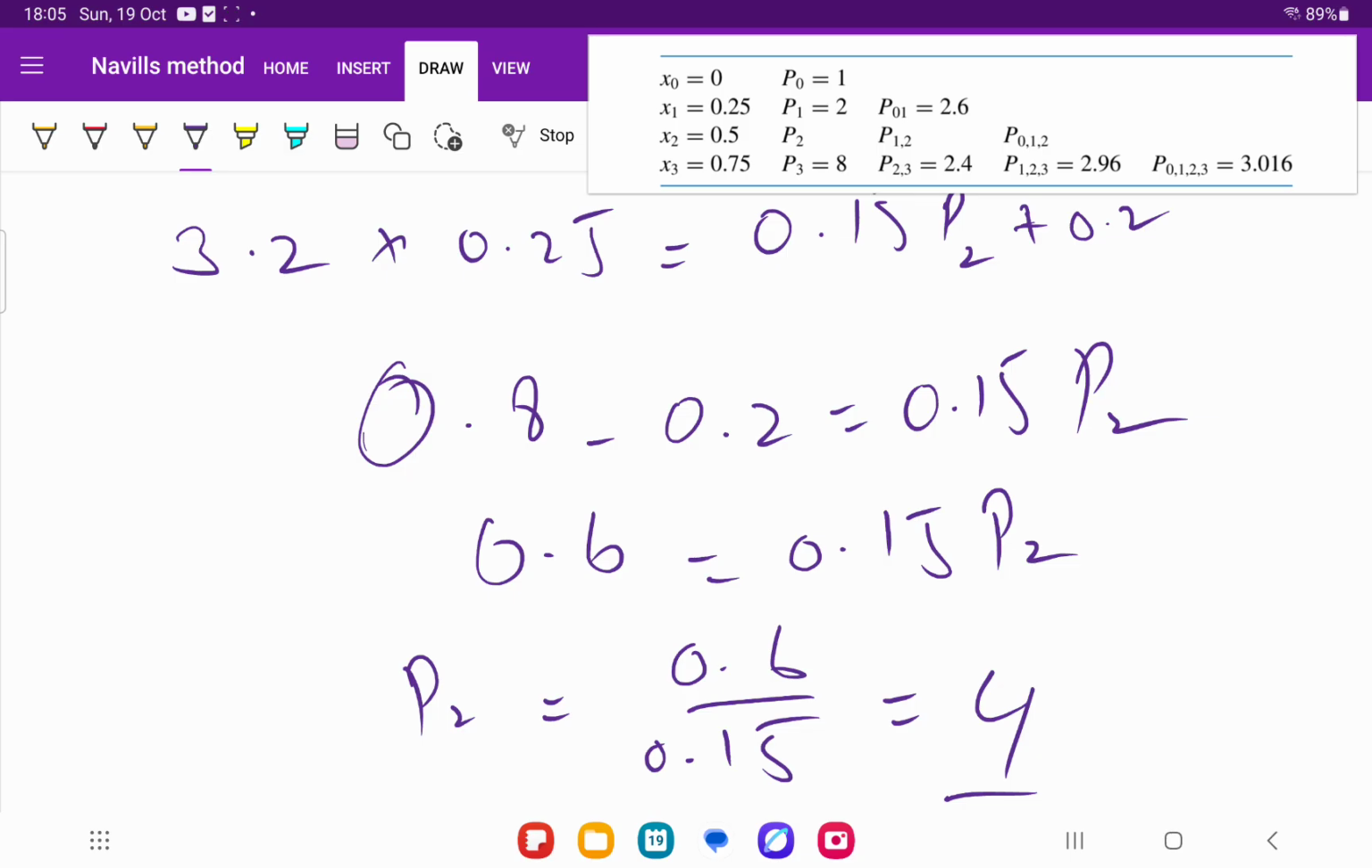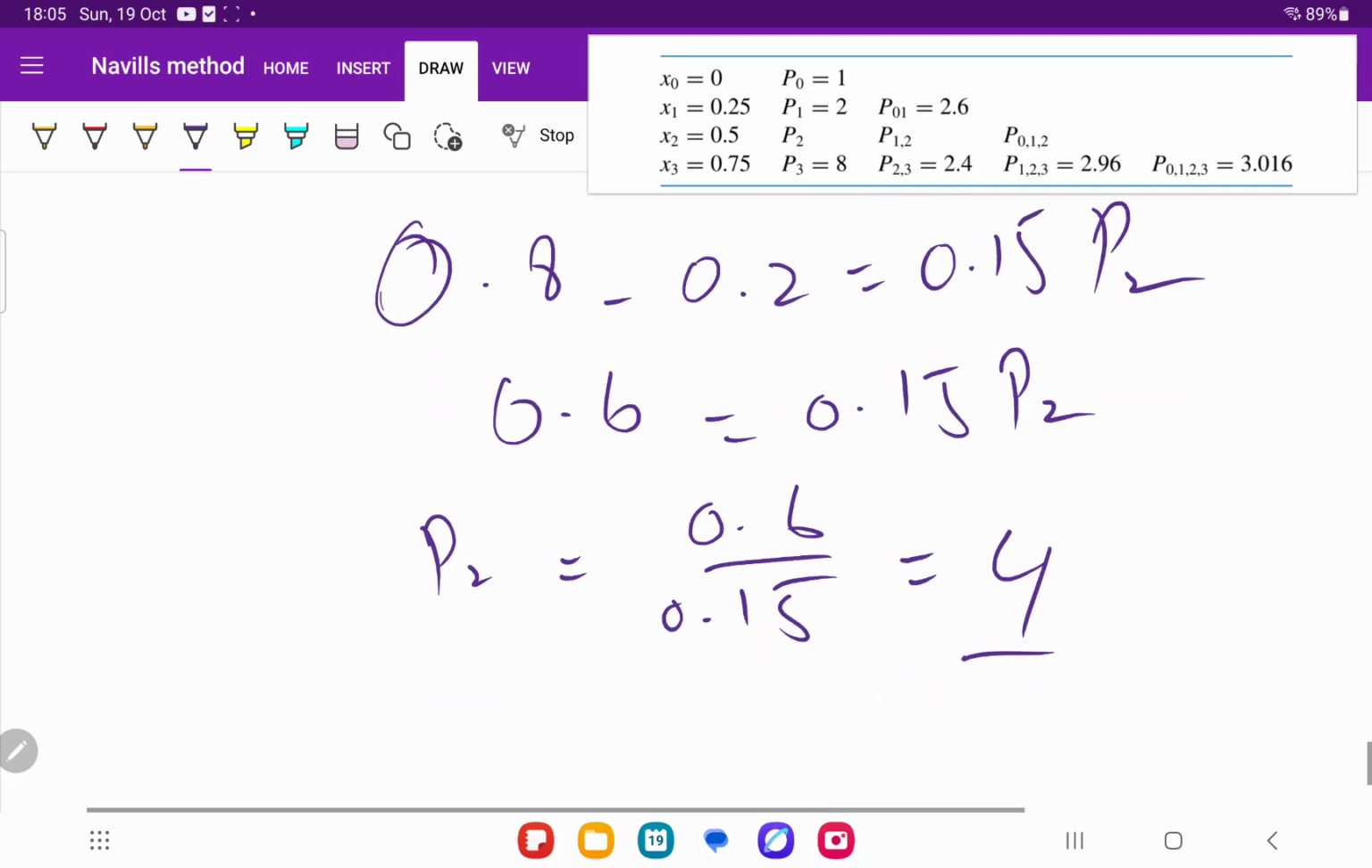You have 1, 2, the double of 1 is 2, the double of 2 is 4, the double of 4 is 8. You see the sequence of P0, P1, P2, P3. So it means 4 is the correct value. Okay, done.